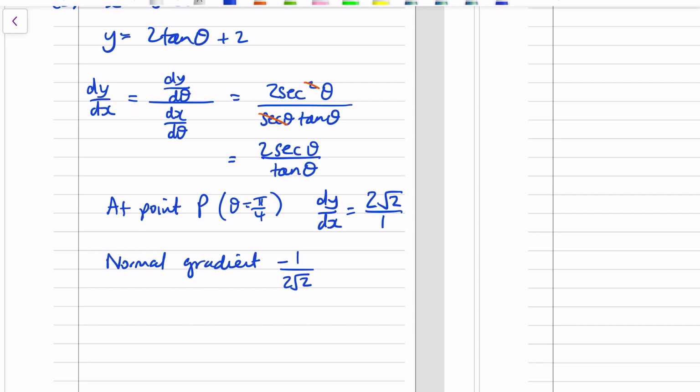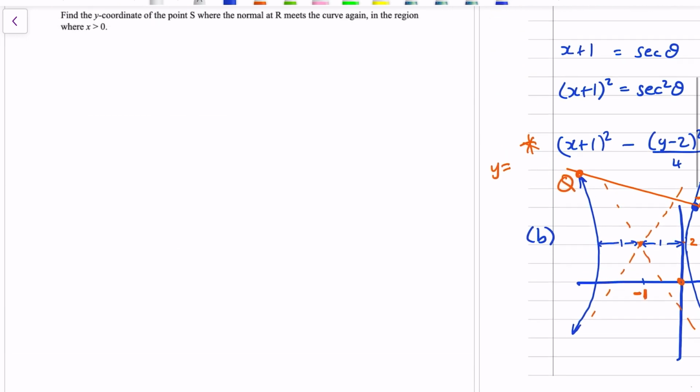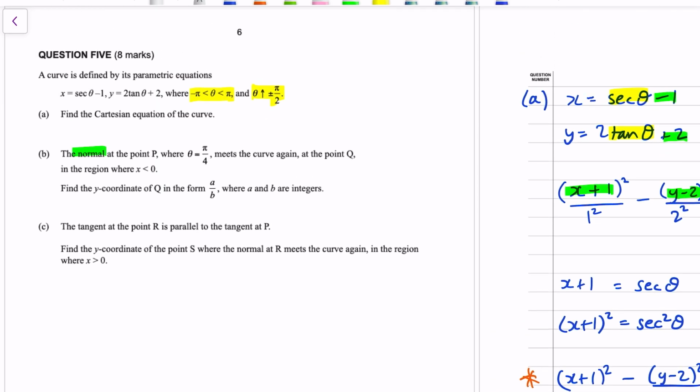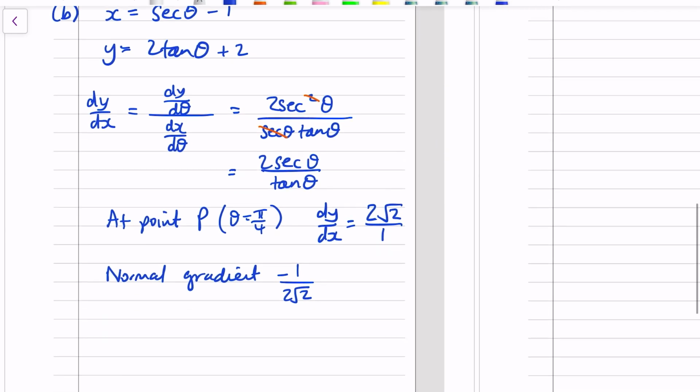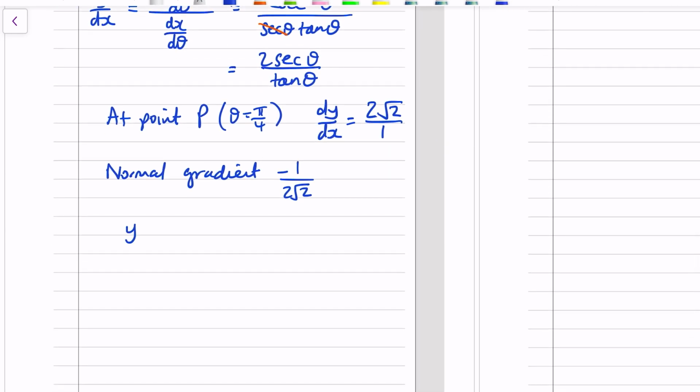Okay, now we go back to the problem. We're trying to find this coordinate Q, the y-coordinate of Q, and apparently it's a fraction a over b, where a and b are integers. To do that, we're going to solve the equation of our normal simultaneously with the equation of the hyperbola. So the normal is a straight line. y minus y1 is m times x minus x1. x1, y1 is a specific point on the normal. We're going to use the point P.